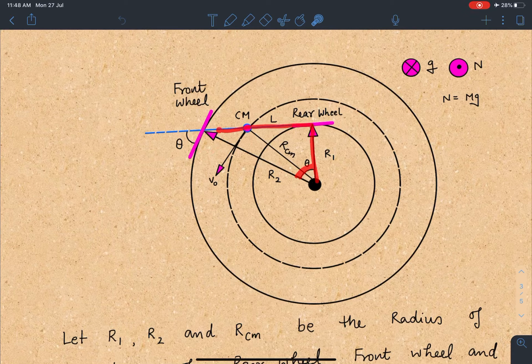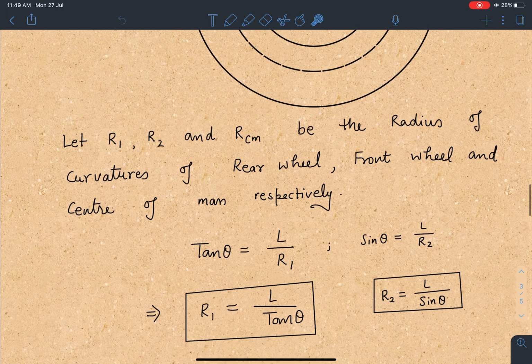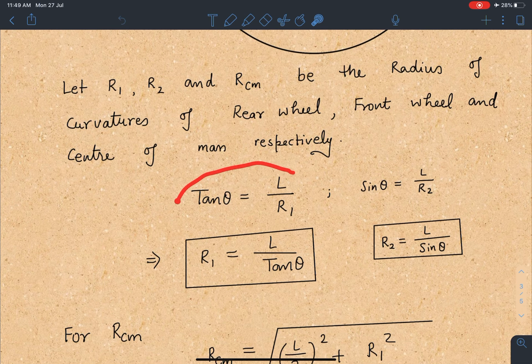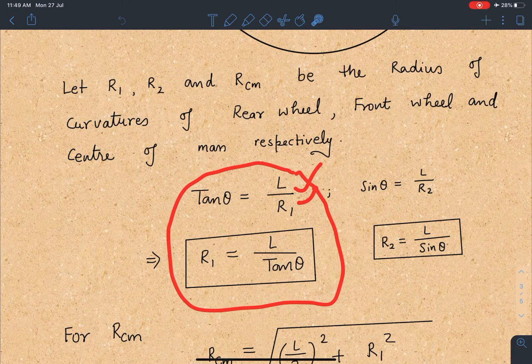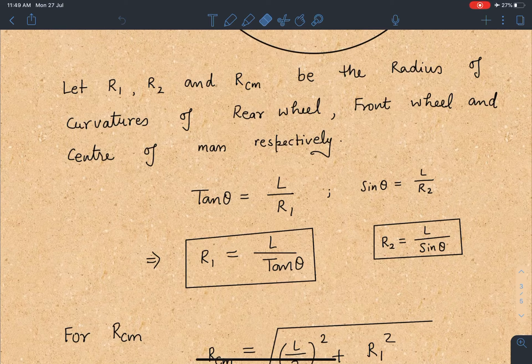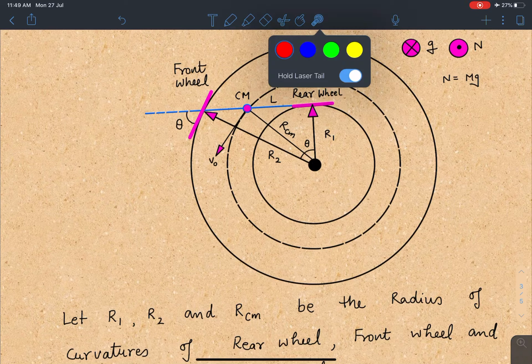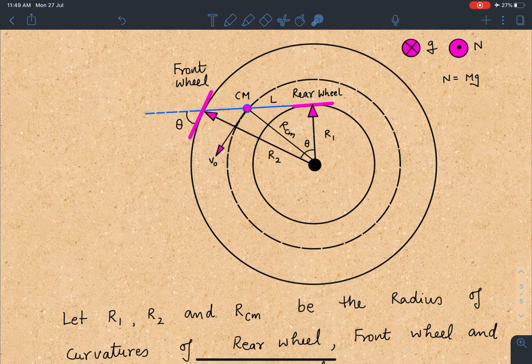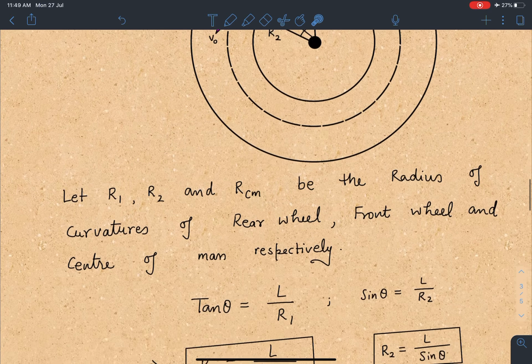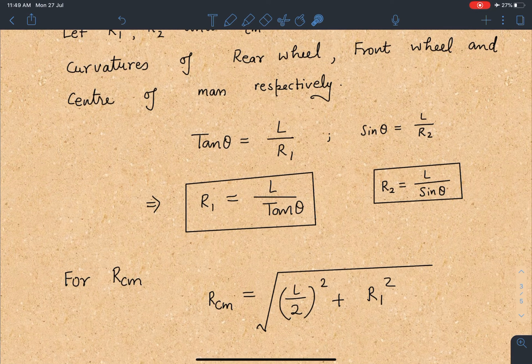So in this right angle triangle, we can write tan theta is equal to this length L divided by R1. So directly we are going to get the radius of curvature of the rear wheel, that is L by tan theta in this situation. Similarly, I can write sine theta in this triangle, and this sine theta is going to be L by R2. So we can directly get the value of the radius of curvature of the front wheel as well, that is L by sine theta.